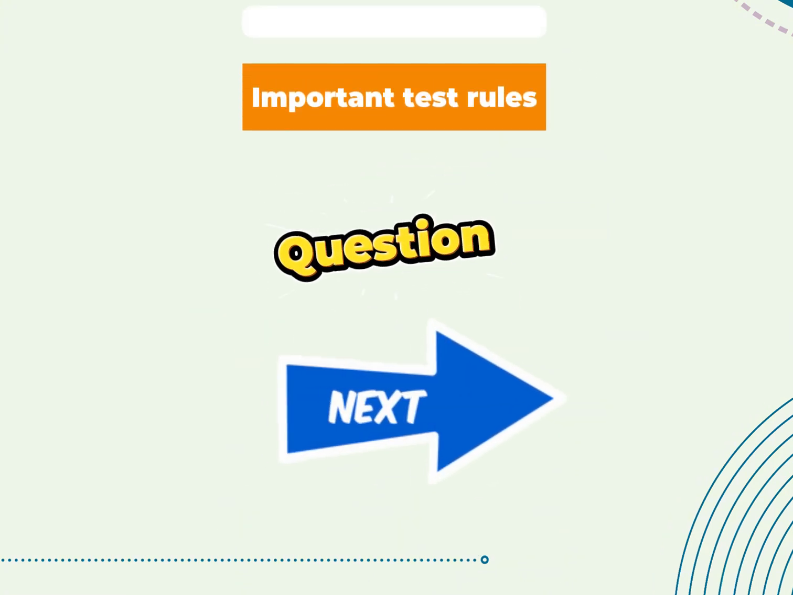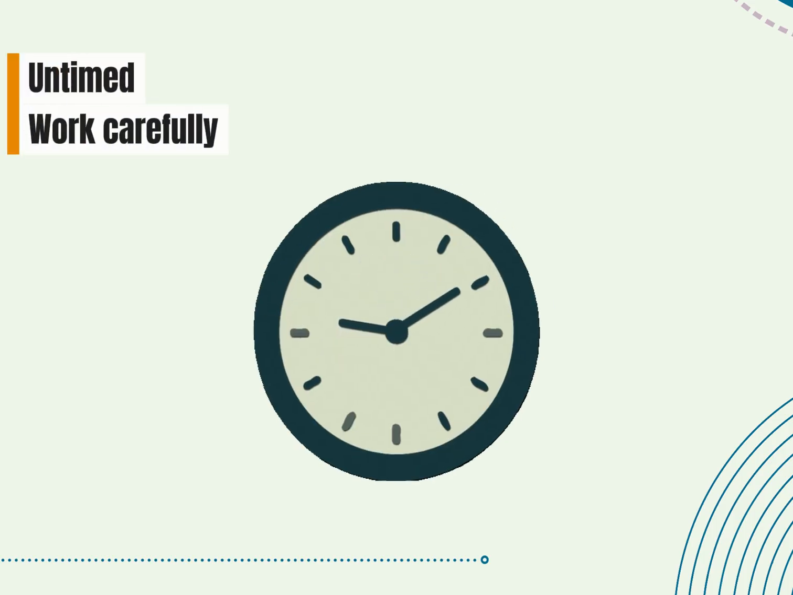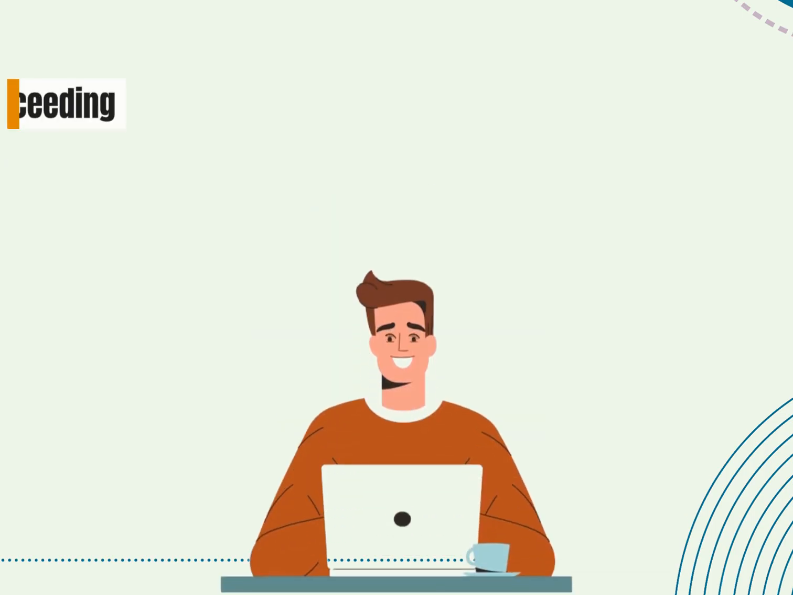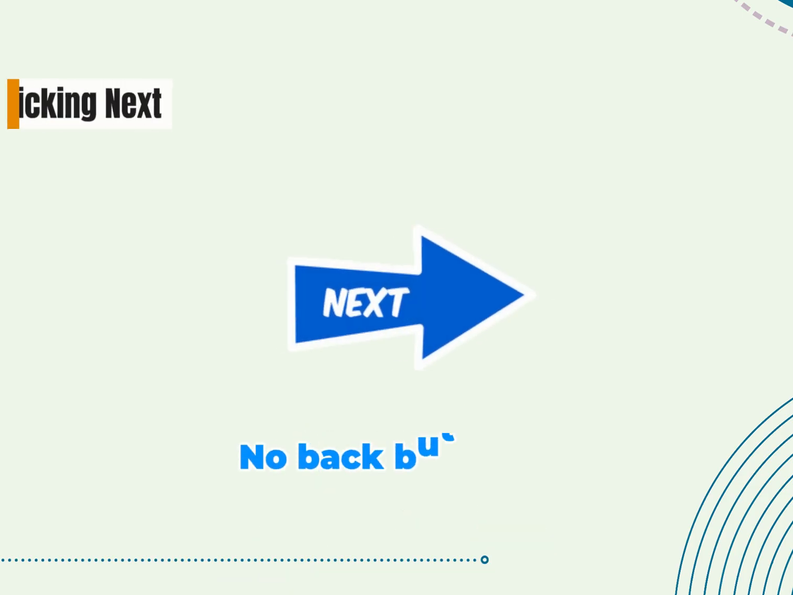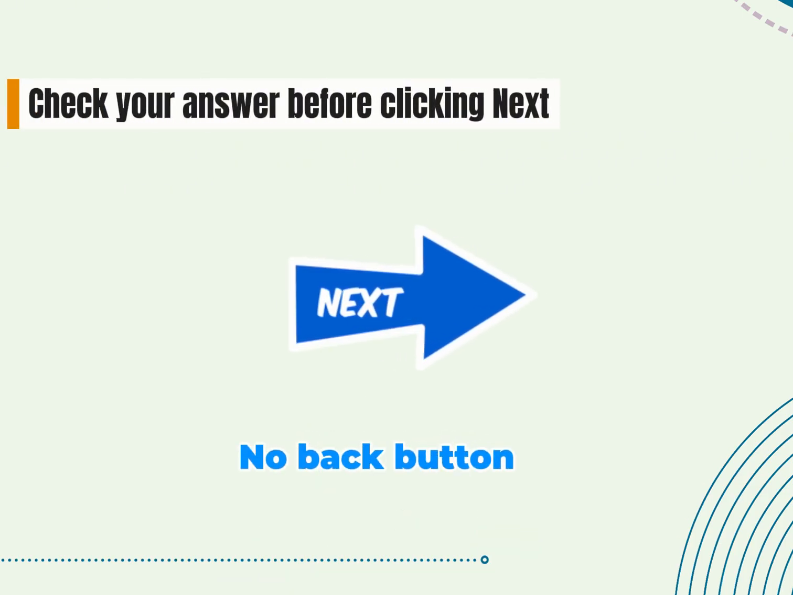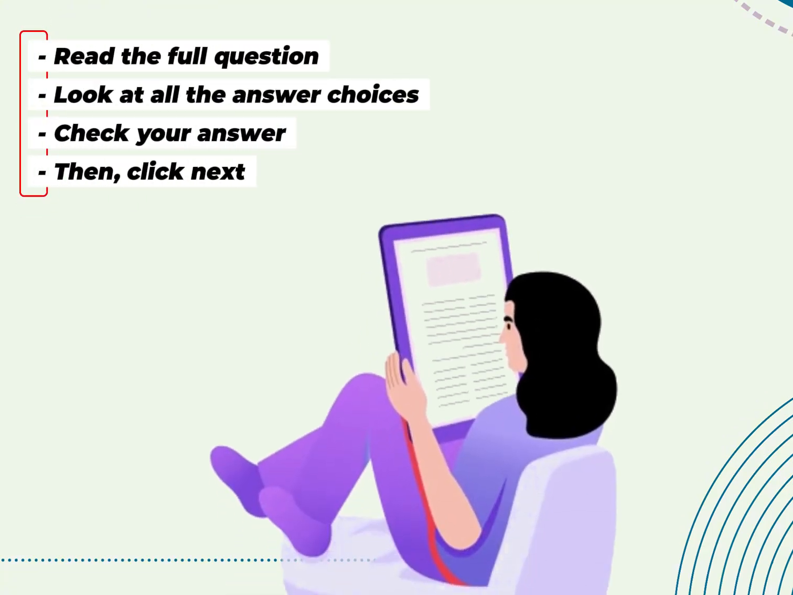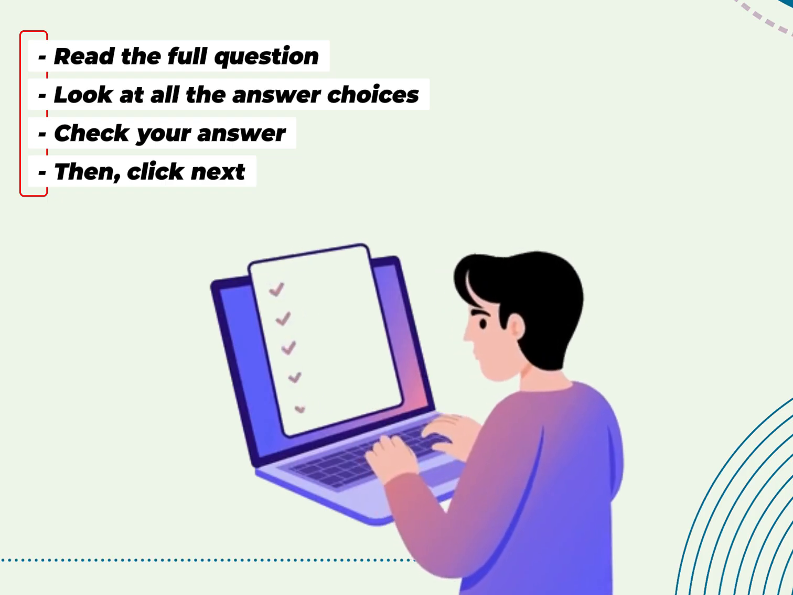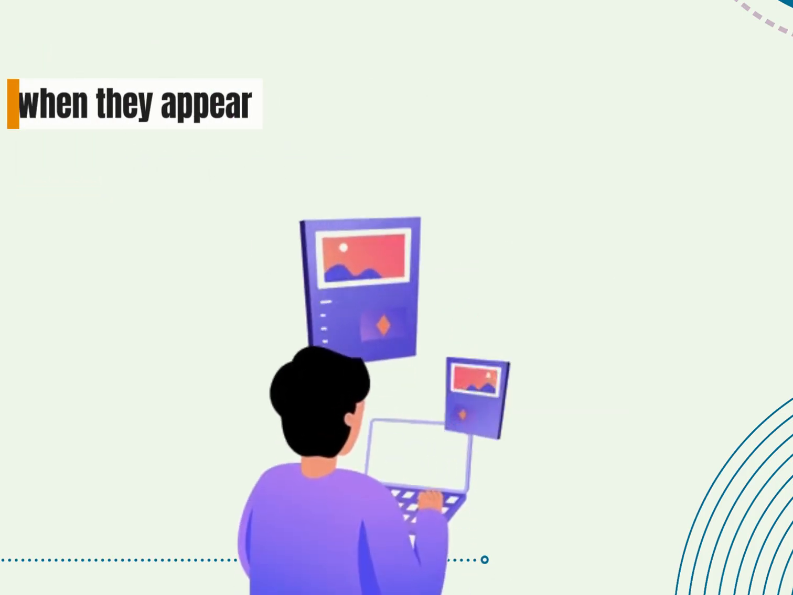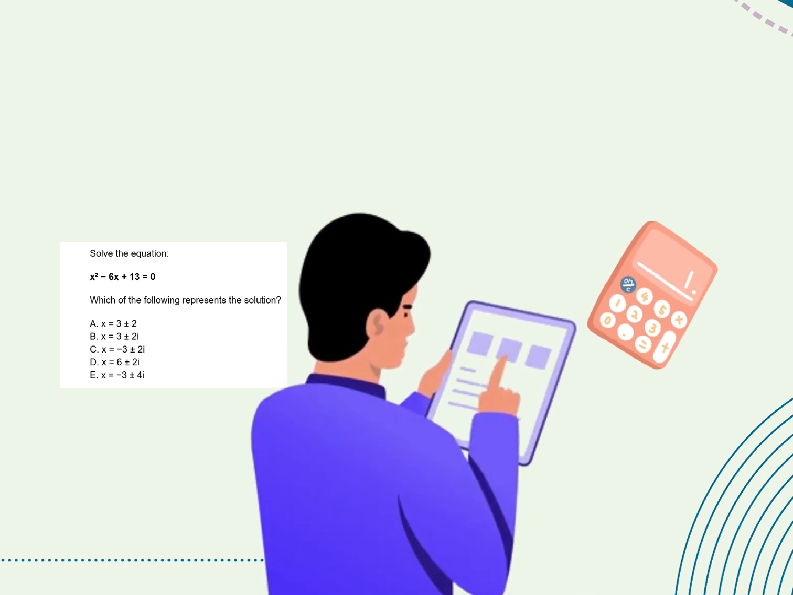There are a few things students should know before test day. First, MAP is untimed. Students should work carefully and not rush. Second, every question must be answered before moving forward. Third, after clicking Next, students cannot go back and change their answer. So the best habit is, read the full question, look at all the answer choices, check your answer, then click Next. In some math questions, a calculator or another tool may appear on screen.